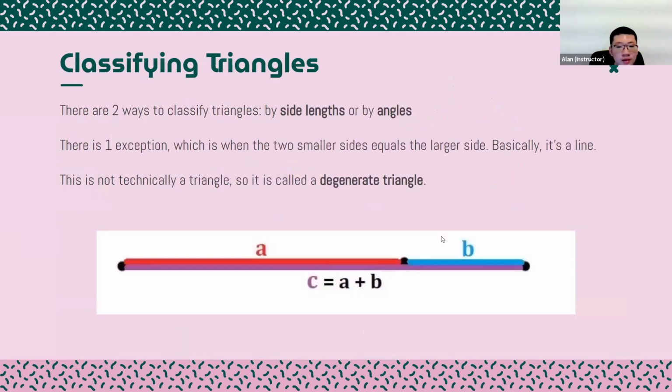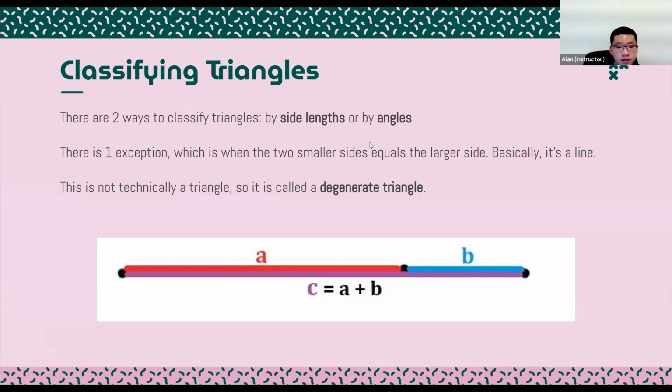So now we're going to move on to classifying triangles. We have two ways to classify them. You can either do it by side lengths or by angles. And there's one exception, which is when the sum of the two smaller sides equals the largest side. It's kind of not a triangle, and it's more of a line. You can see on the bottom what that would look like. And since it's not technically a triangle, it's called a degenerate triangle.